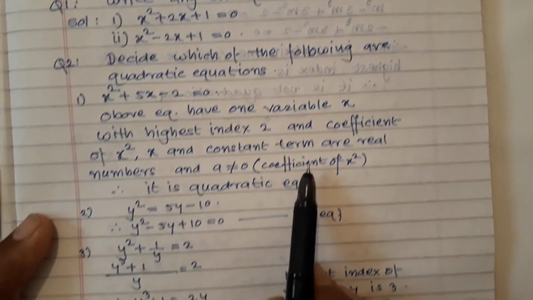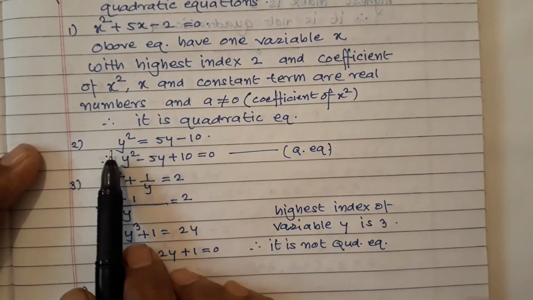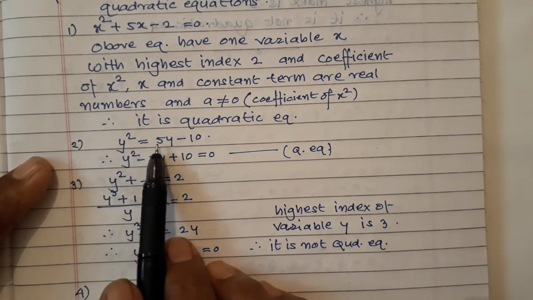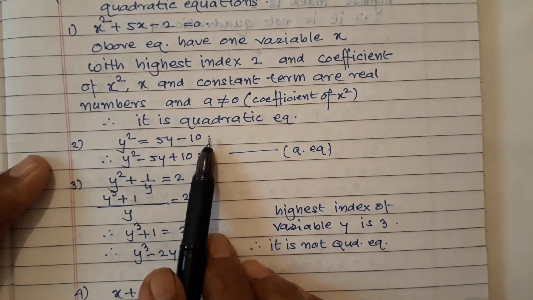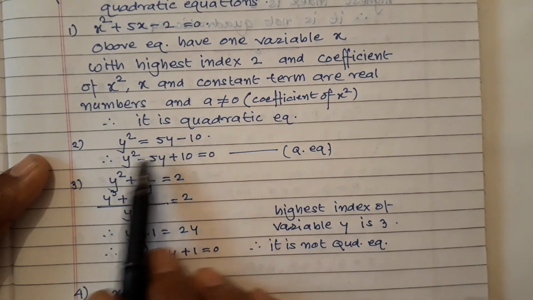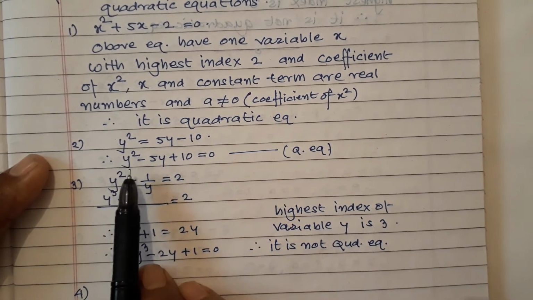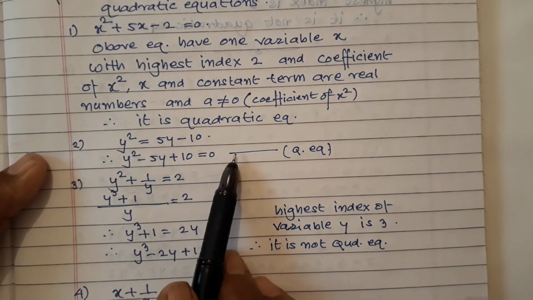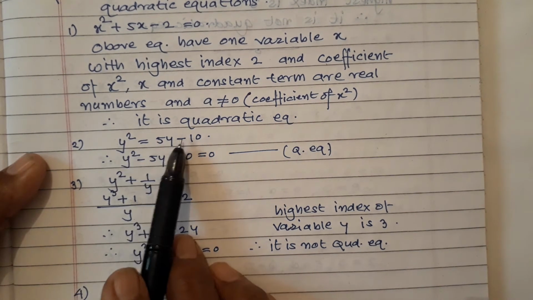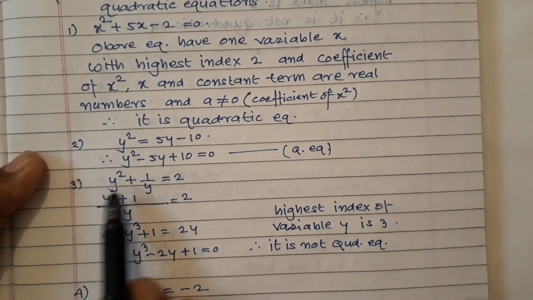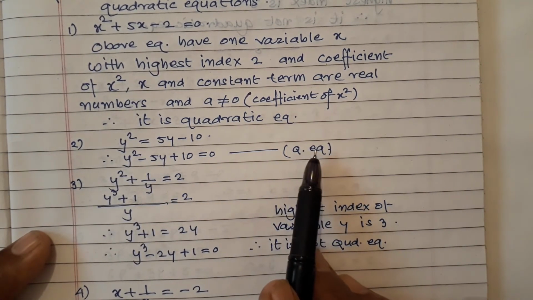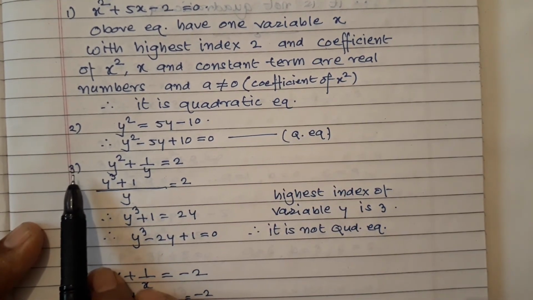Okay. Now then, number 2: y square is equal to 5y minus 10. So you write down this equation in general form. y square minus 5y plus 10 is equal to 0. So simply I transfer these two terms on this side, and this is a quadratic equation.